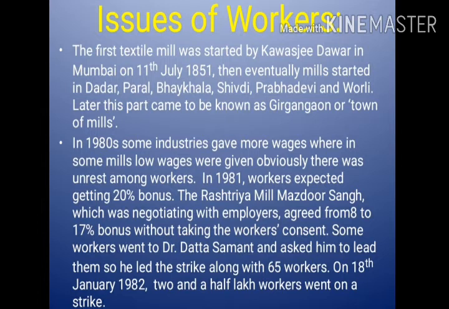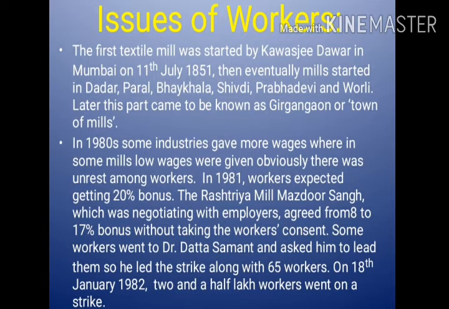In 1981, workers expected a 20% bonus during Diwali. The Rashtriya Mill Mazdoor Sangh, which was negotiating with employers, agreed to an 8 to 17% bonus without taking the workers' consent. Some workers went to Dr. Datta Samant and asked him to lead them, so he led the strike along with 65 mills' workers. On 18 January 1982, 2.5 lakh workers went on a strike.